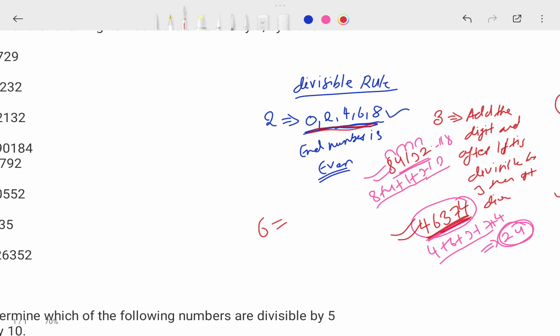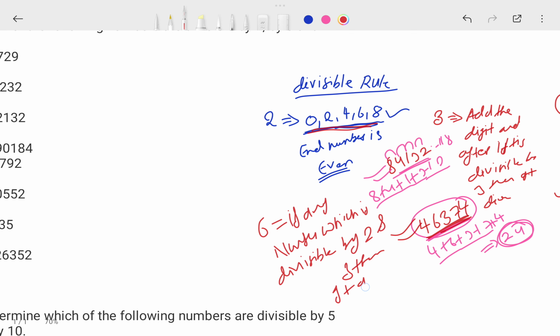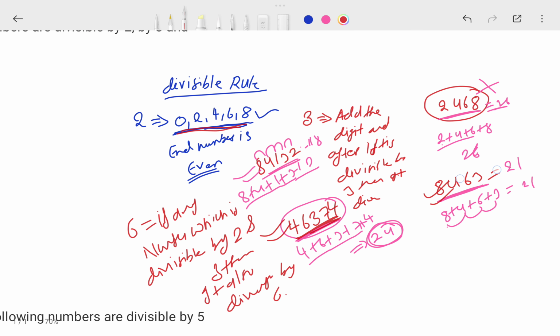So if any number is divisible by 2 and 3, then it is also divisible by 6. So what is the divisibility rule of 6? If any number is divisible by 2 and 3, then automatically it is divisible by 6. How? I will explain you again, okay?